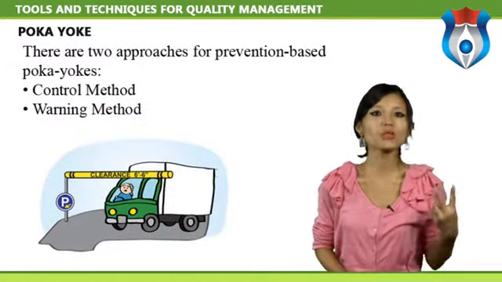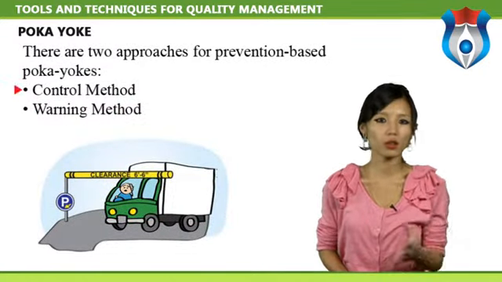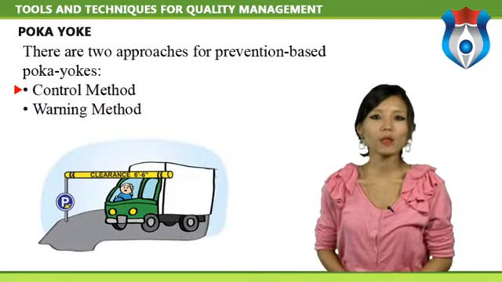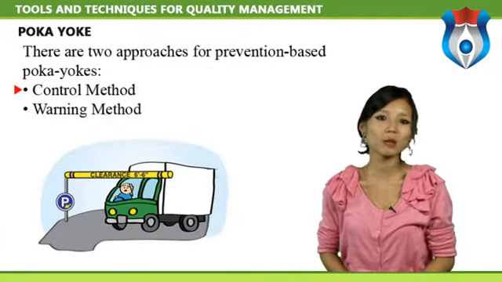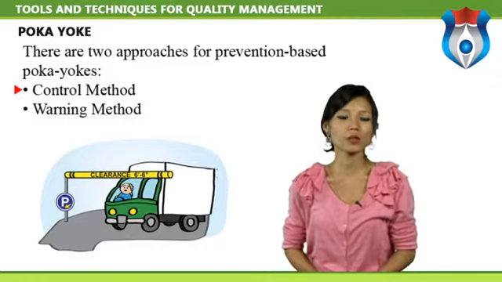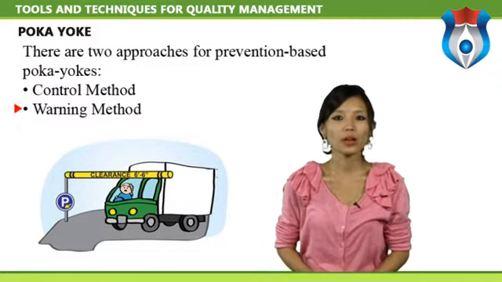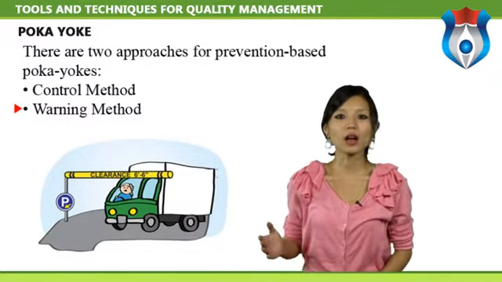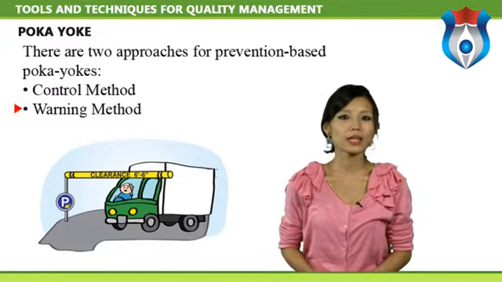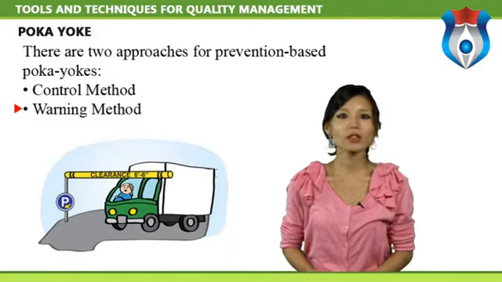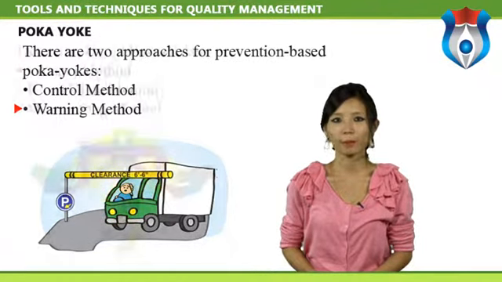There are two approaches for prevention-based Poka-yokes. Control method. This method senses a problem and stops a line or process so that corrective action can take place immediately, thus avoiding serial defect generation. Warning method. This method signals the occurrence of a deviation or trend of deviation through an escalating series of buzzers, lights or other warning devices.